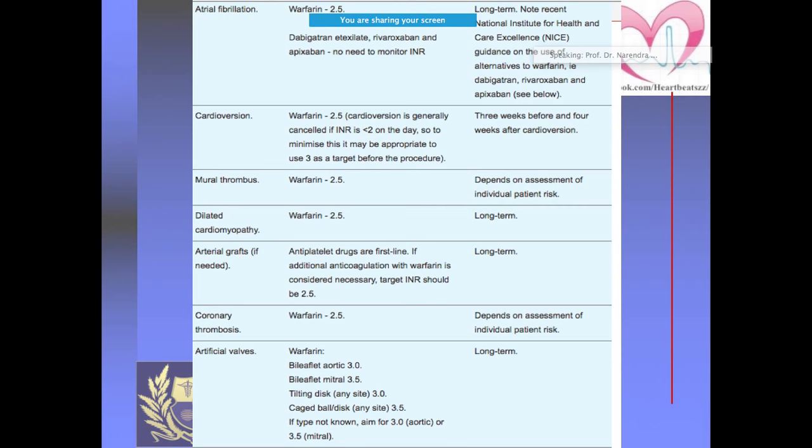Similarly, if there is a patient undergoing cardioversion, then the same thing applies as well, and ideally you should use it for 3 weeks before the cardioversion and 4 weeks after the cardioversion. Can anyone mention what is the reason for that? Why before cardioversion actually? And 4 weeks after cardioversion, why?